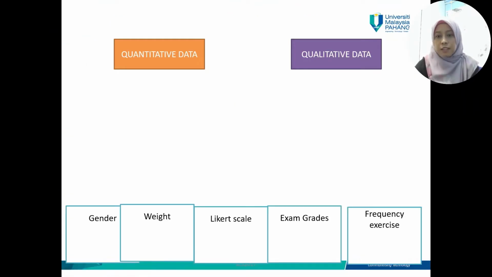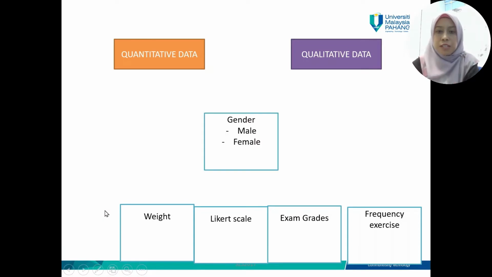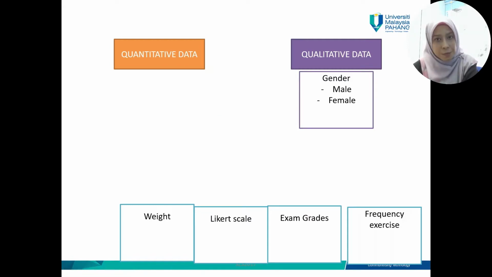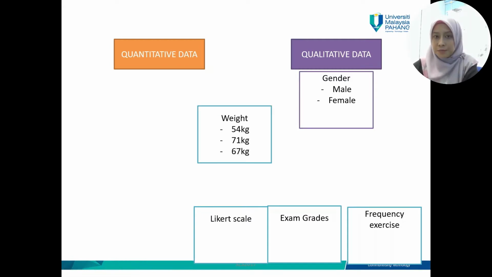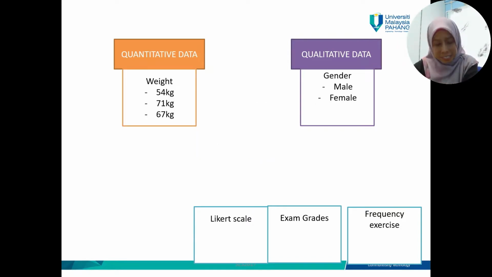Alright, so let's take a few more examples. Gender perhaps. Gender has 2 values, male and female. Obviously, this is qualitative data. Weight, maybe 54 kilograms, 71 kilograms, 67 kilograms, a lot of possible values for weight. So this will go to quantitative data.